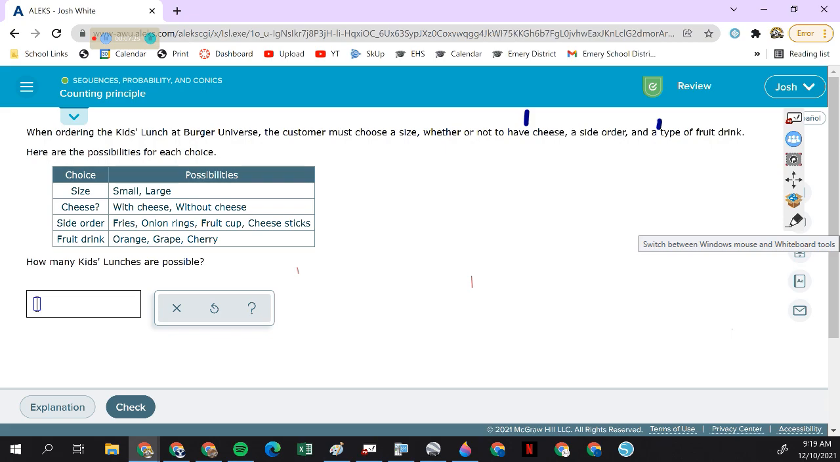So when ordering the kids' lunch at Burger Universe, the customer must choose a size, whether or not to have cheese, a side order, and a type of drink. Here are the possibilities for each choice. They can choose small or large. They can choose cheese or no cheese. They can choose fries, onion rings, fruit cups, cheese sticks, and they can choose an orange, grape, or cherry drink. How many kid lunches are possible?